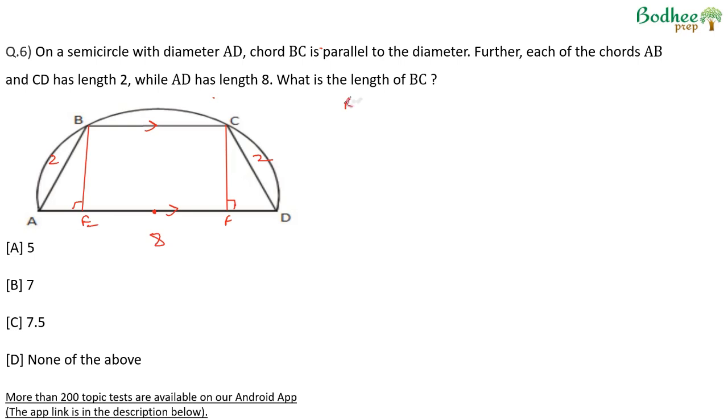If you look at BCFE, BC and AD were given parallel to us. Also, EB and FC will be parallel to each other because they are perpendicular to the same line AD, and therefore BCFE will be a parallelogram, and therefore BC will be equal to EF.